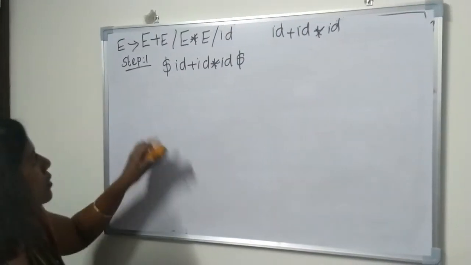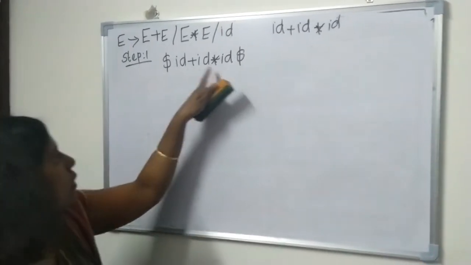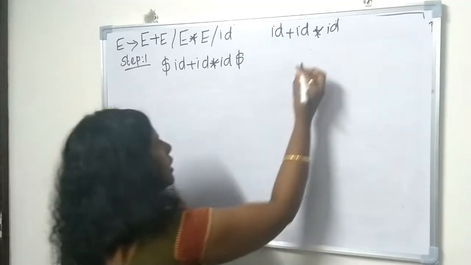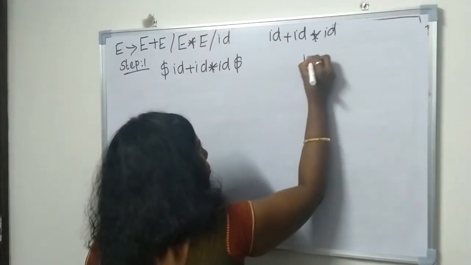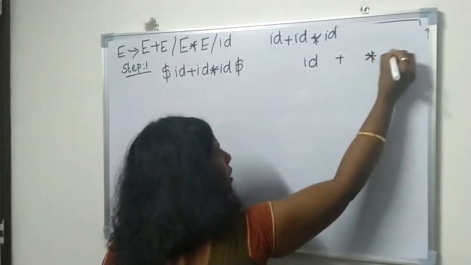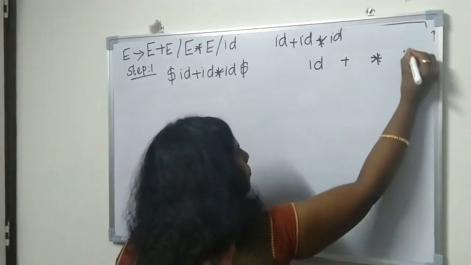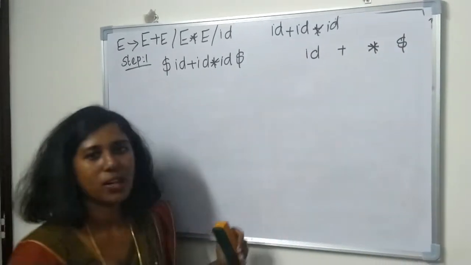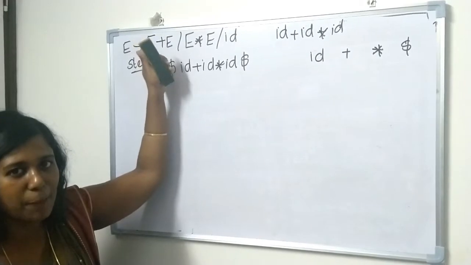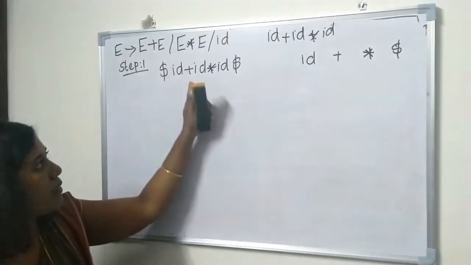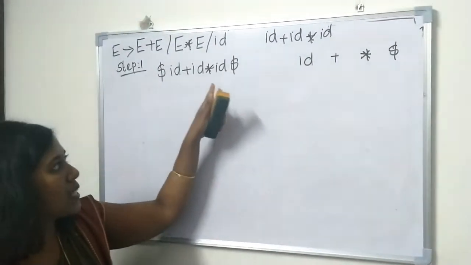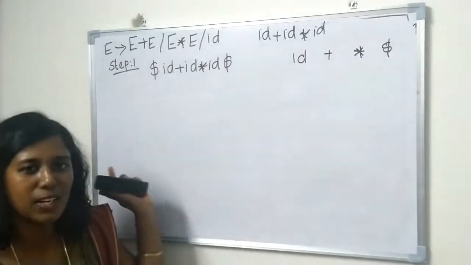Now just see how many terminals are here. We have ID, plus, star, and dollar. So these are the terminals. Non-terminal means capital letter. Whatever is written in capital letters is a non-terminal, and whatever is written in small letters as well as symbols or special characters are terminals.